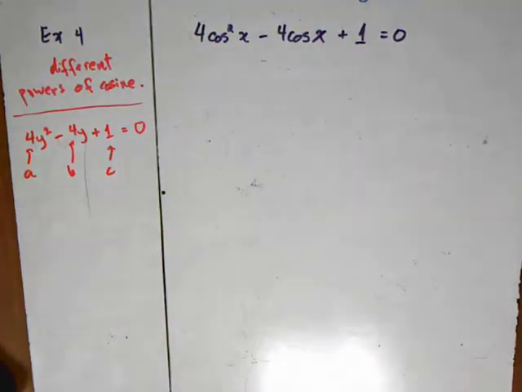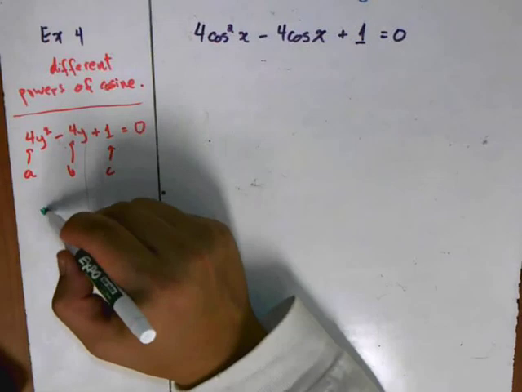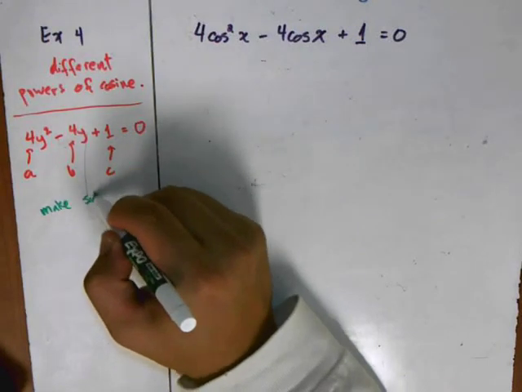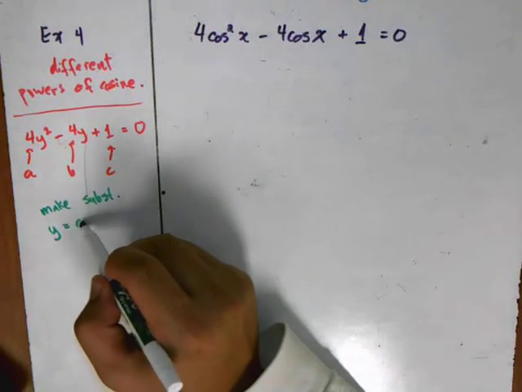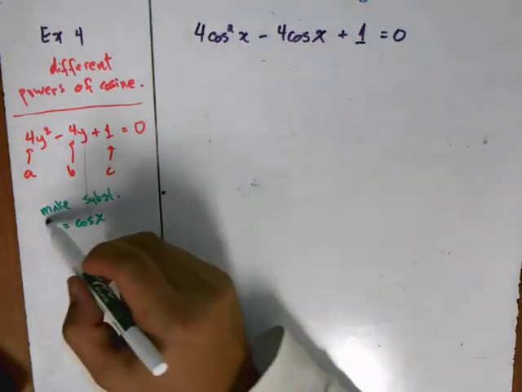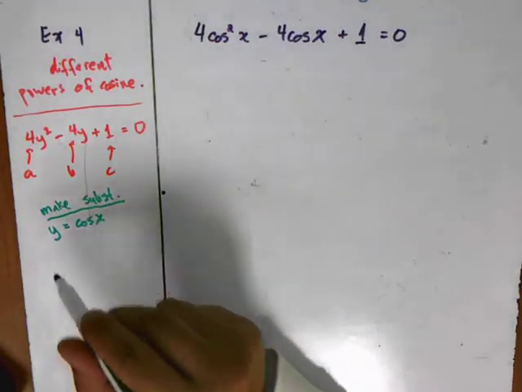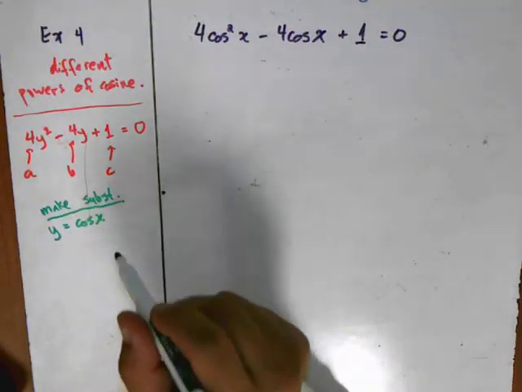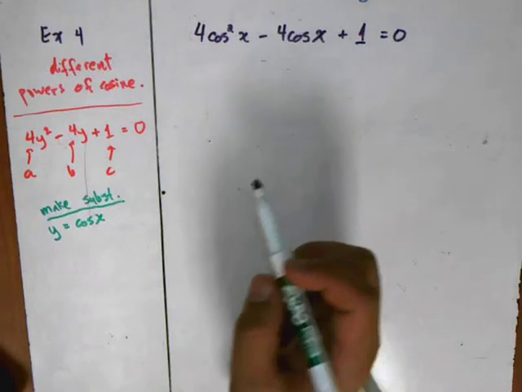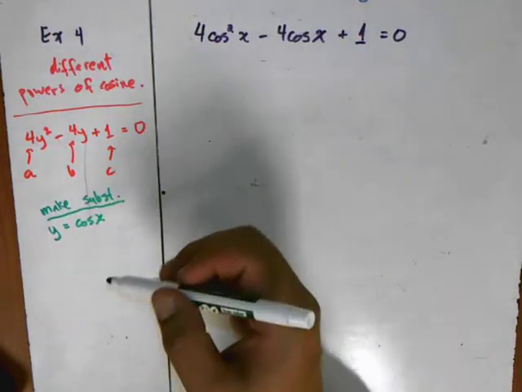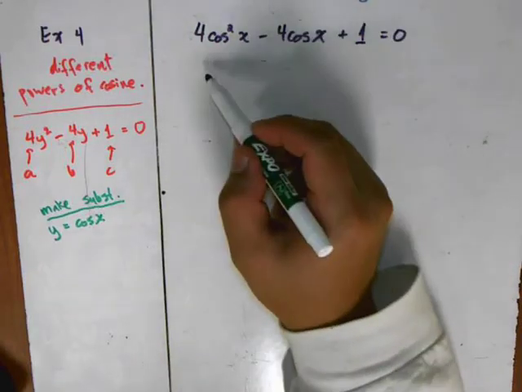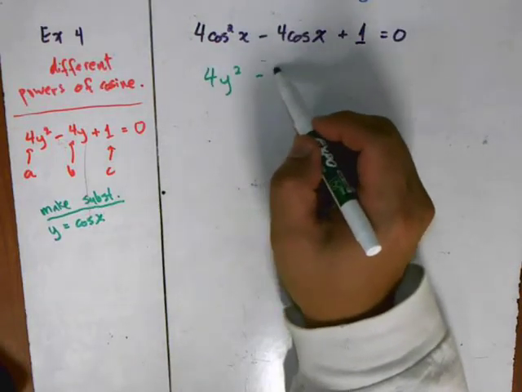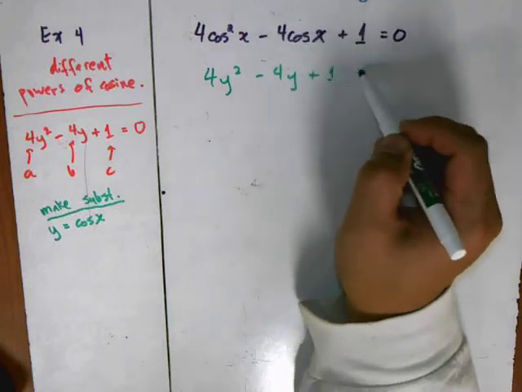And we're going to basically apply the same concept here, and we're going to make a substitution. We're going to say that y equals cosine of x. And it is perfectly okay to create a new variable. It is perfectly okay to make a substitution to make this problem a little bit simpler, as long as you convert it back. So we're going to make this note here on the side and just make sure that we convert it back. So this now becomes 4y squared minus 4y plus 1 equals 0.